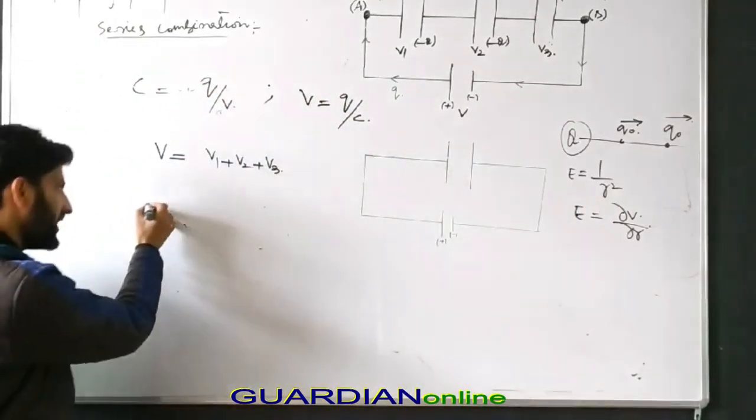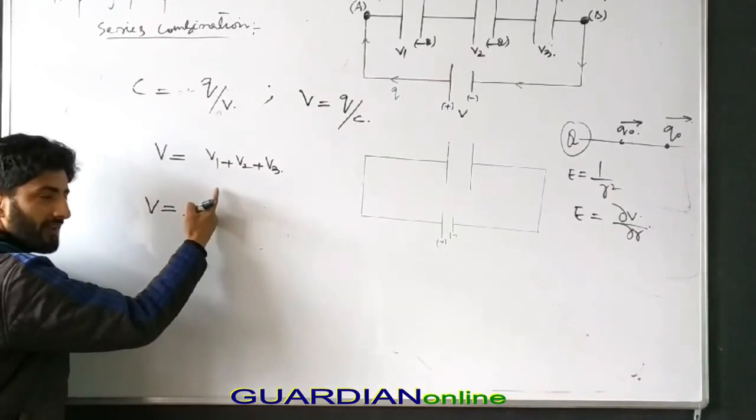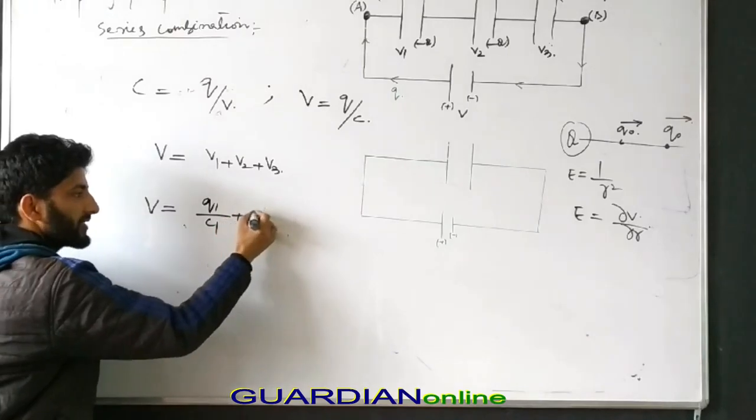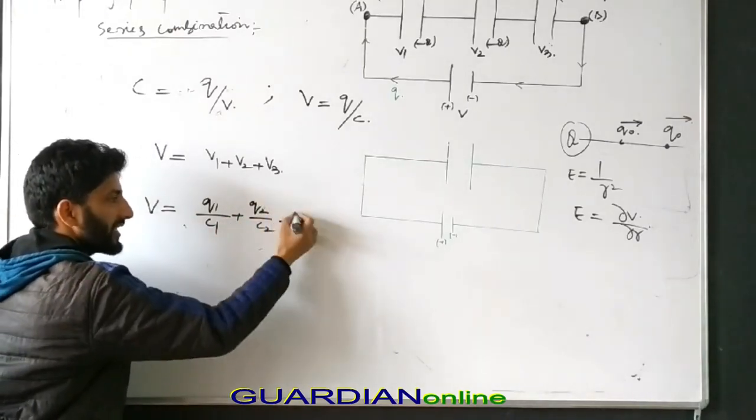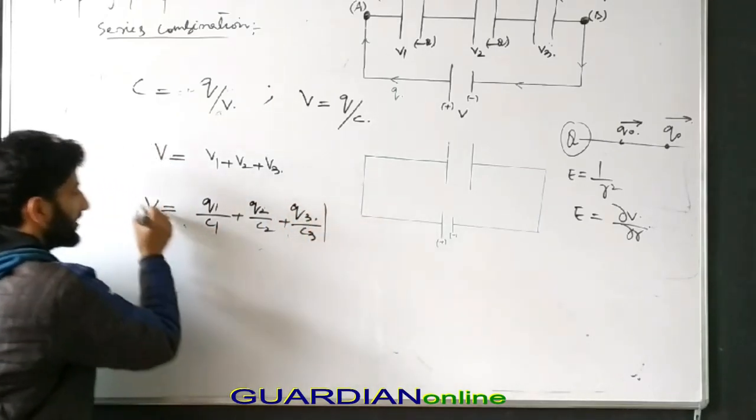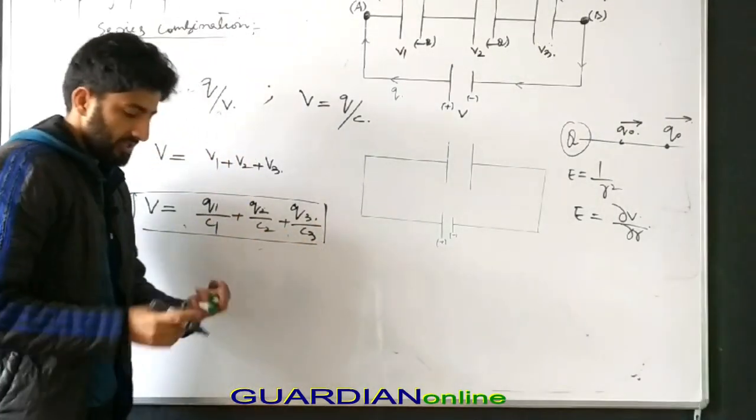Now, applying this, V1 is Q1 divided by C1, plus V2 is Q2 divided by C2, plus V3 is Q3 divided by C3. Now, you may ask how to get the relationship, so let us calculate this.